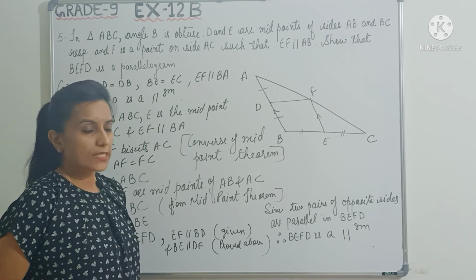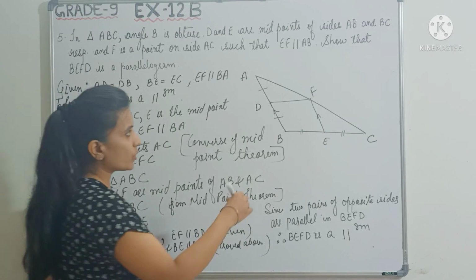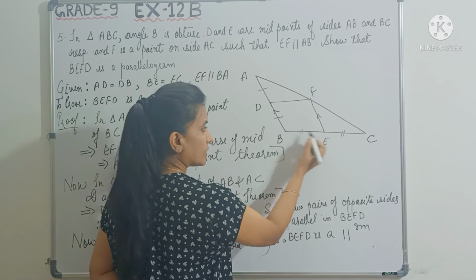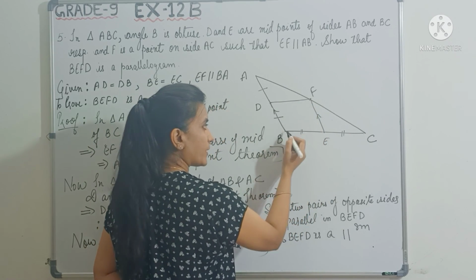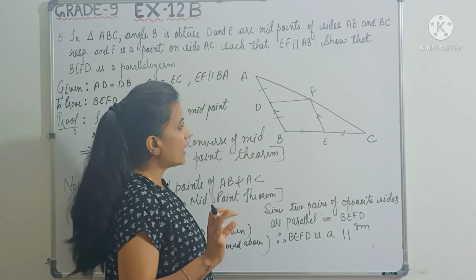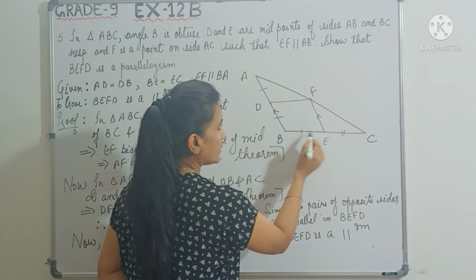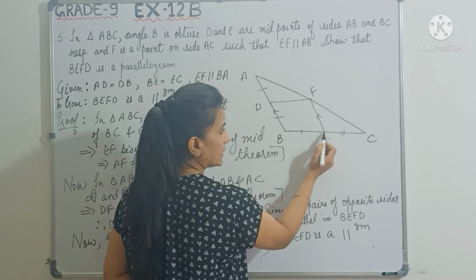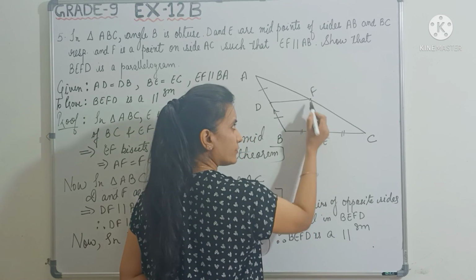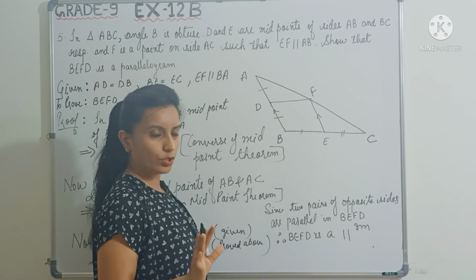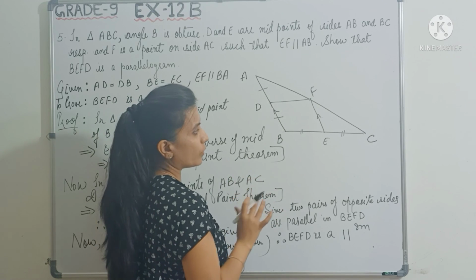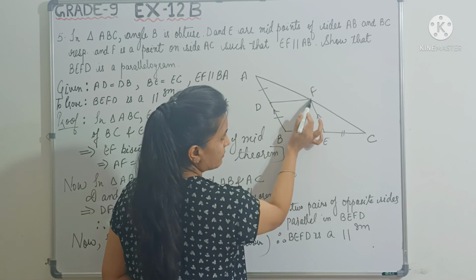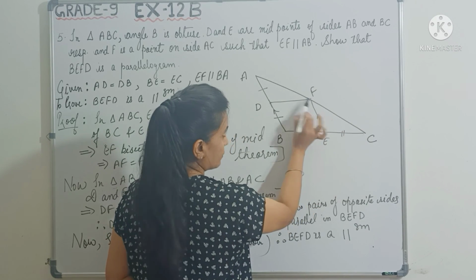Alright, so I hope this question is clear to everyone. Let's quickly recap. So what was given? Triangle ABC is given, where D is the midpoint of AB, E is the midpoint of BC, and EF is parallel to BA. Okay, so only this much is given. And what do we have to show? We have to show that BEFD is a parallelogram. So we took triangle ABC. In this triangle, E is the midpoint of BC and EF is parallel to BA, right? This much is given already. So from the converse of midpoint theorem, F will also be the midpoint of AC, right? Because EF will bisect AC. So F is the midpoint of AC.